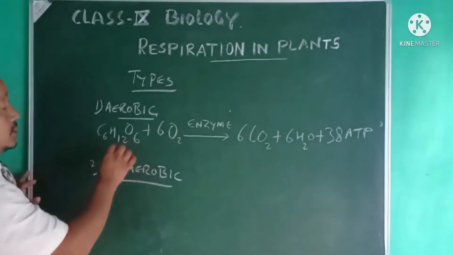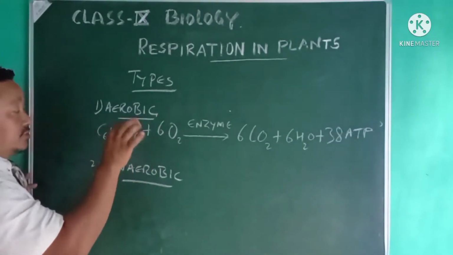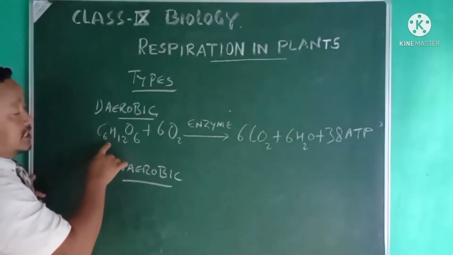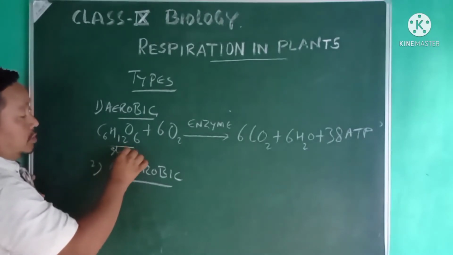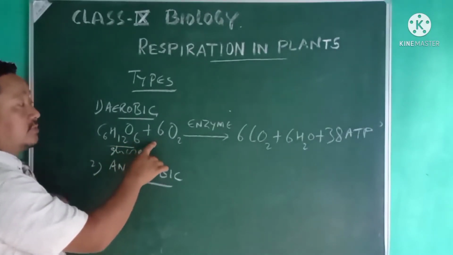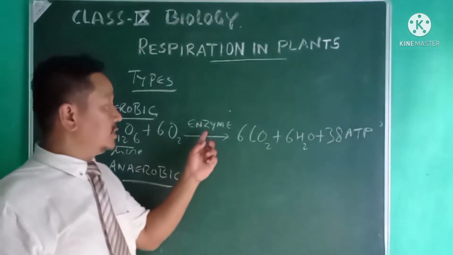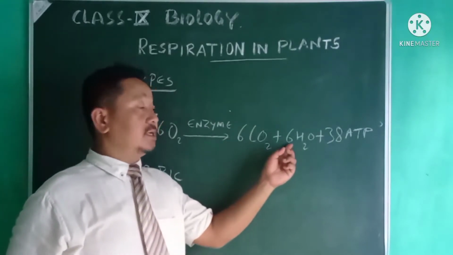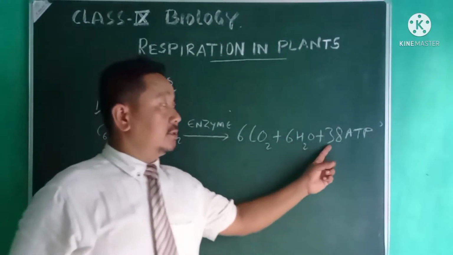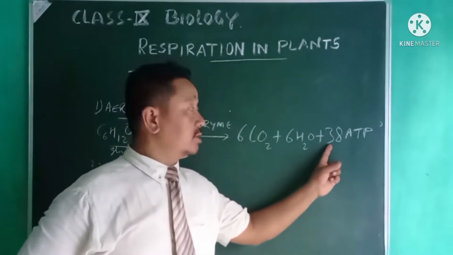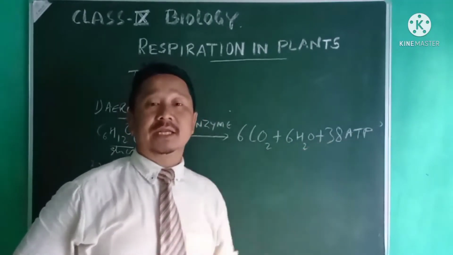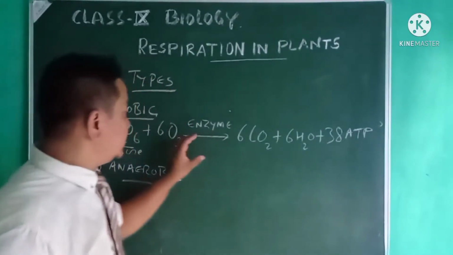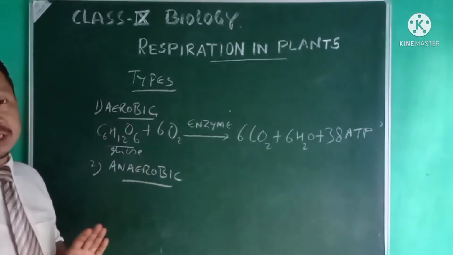See here, 1 mole of glucose, C6H12O6, is oxidized by 6 molecules of oxygen in presence of enzyme to produce 6 molecules of carbon dioxide, 6 molecules of water, and a large amount of energy, that is 38 ATP. ATP means adenosine triphosphate, which is an energy rich compound. This is the chemical equation of aerobic respiration.